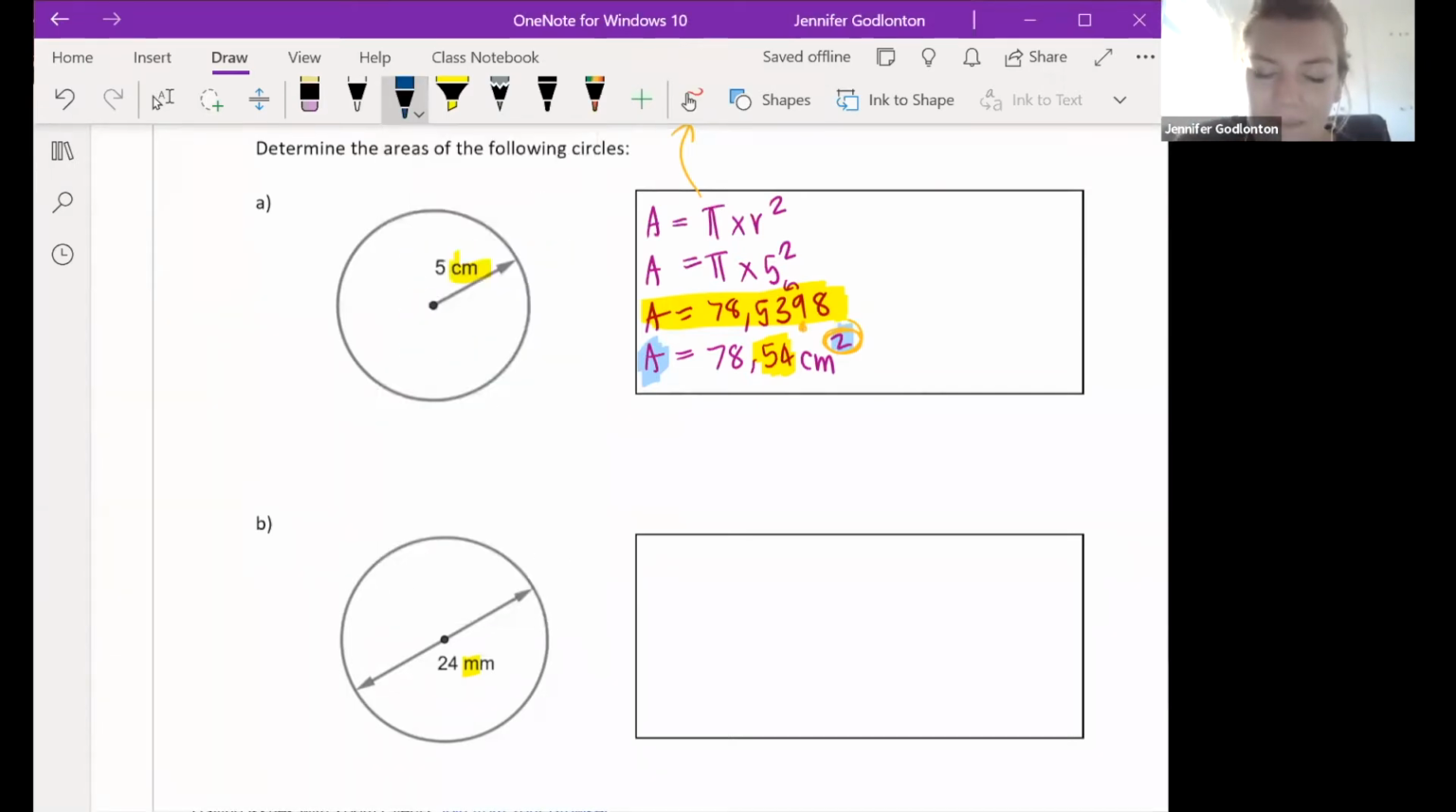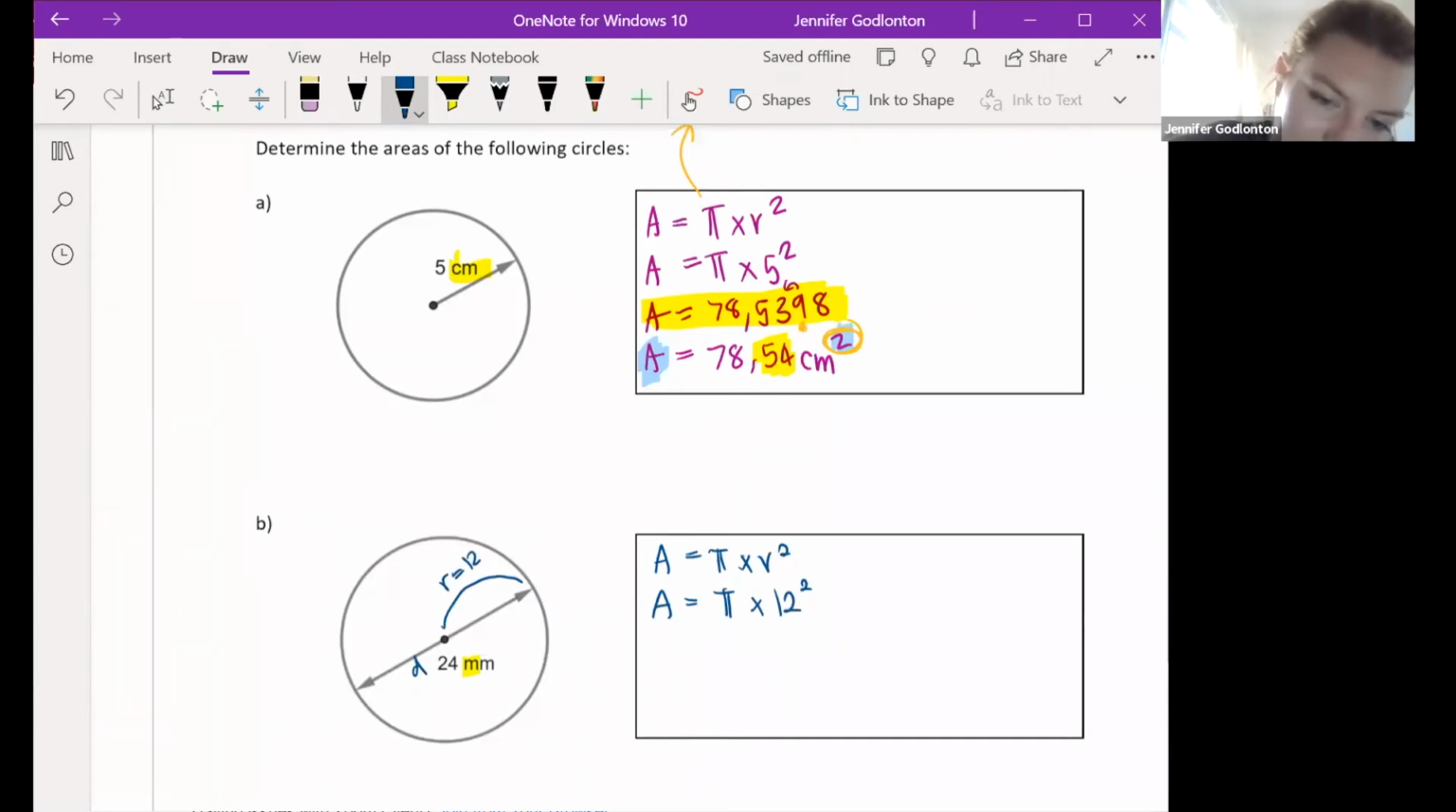So first I wrote down my method. A equals pi times r squared. Perfect. And then I substituted it and I said A equals pi times 12 millimeters squared. Why did you know that it was 12? Because it's a radius and the radius is half of the diameter. Good. Our radius is 12 because our diameter is 24. Excellent. So when we put that into our calculator, what do we get?